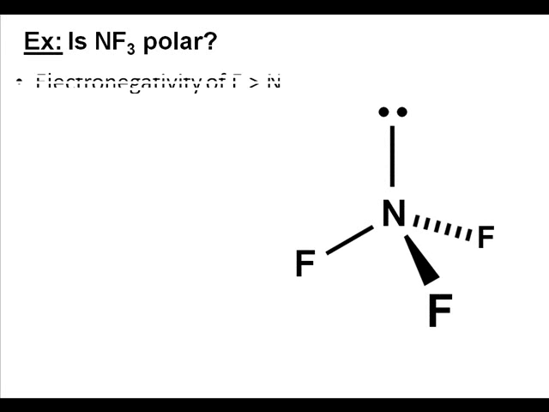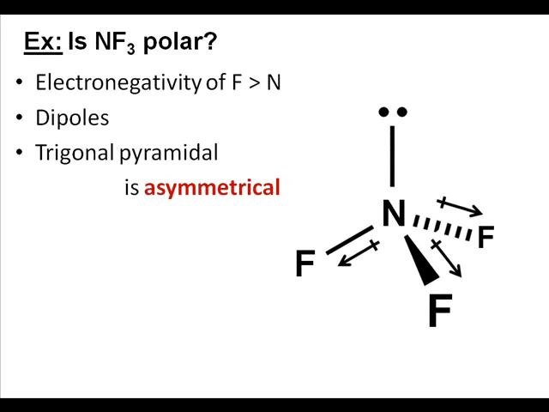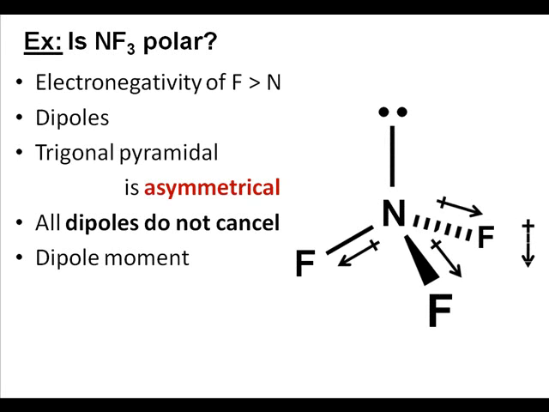Another example, fluorine is more electronegative than the nitrogen. So what happens is the poles do not cancel themselves out here because the angles are all pulling away but not against each other. So once again, you're looking at a polar molecule.